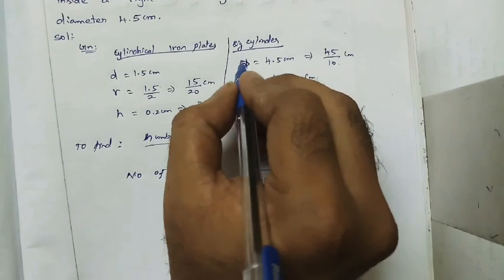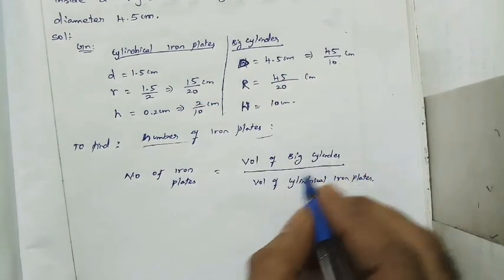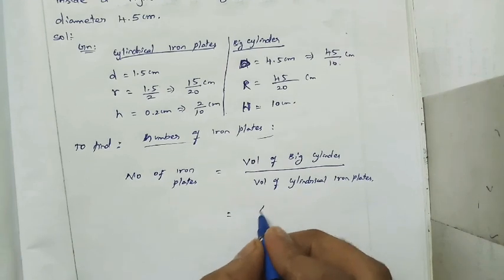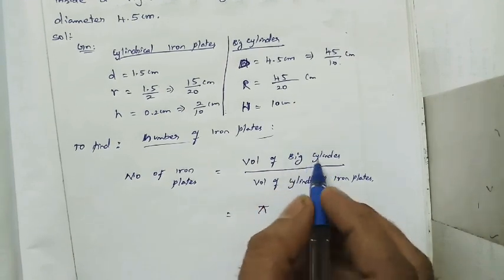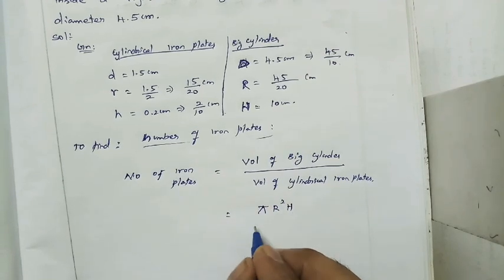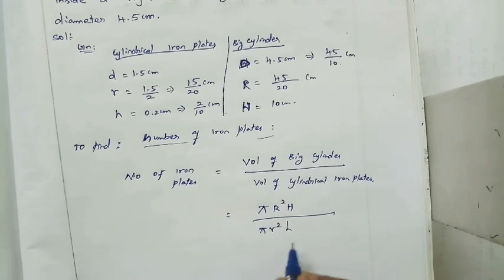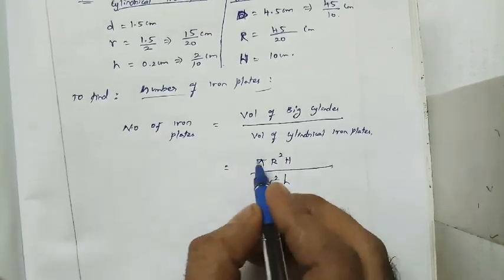Here also, small d and capital D, the diameter of the big cylinder, capital D, right? So now, volume of the big cylinder, what is the formula? Pi r square h. What is the radius of the big cylinder? Capital R and capital H. So pi capital R square capital H, divided by pi small r square small h. Pi will get cancelled.